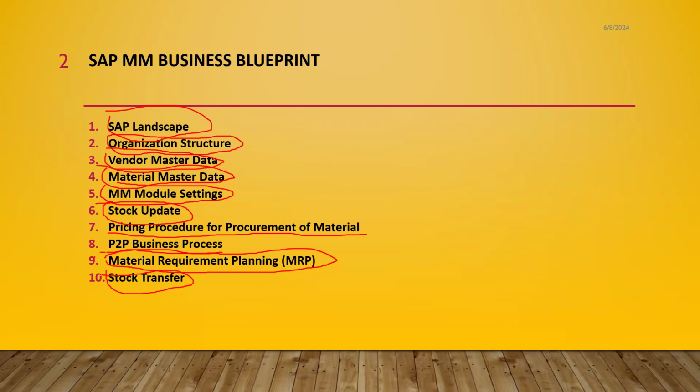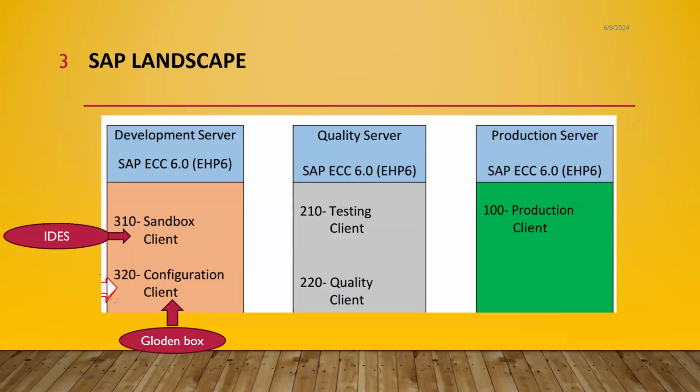Now, first, system landscape. What is system landscape? The SAP system landscape will be done purely by the basis team. First is the sandbox client. We call it an IDES client also, wherein it is like a rough notebook where we can do anything, we can scribble around. IDES stands for Internet Demonstration and Evaluation System.